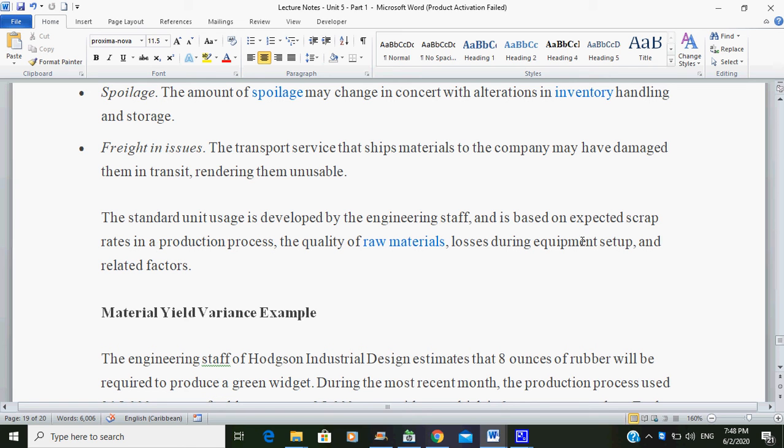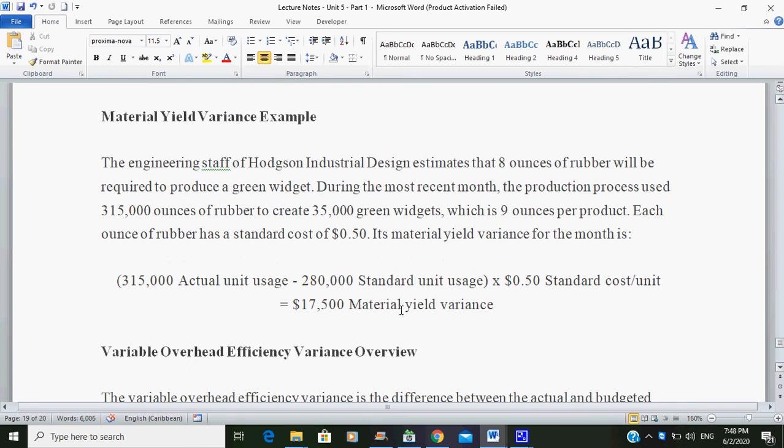Because you multiply 35,000 by 8, you get 280,000. To get the 315,000, it would have been 35,000 by 9. So to get this, you multiply 9 times 35,000, right? To get the 280,000, you multiply 8 by 35,000, because that is your standard amount for the units created. And then the difference, you multiply by 50 cents, the standard cost per unit. And you get a material yield variance of $17,500. Alright.